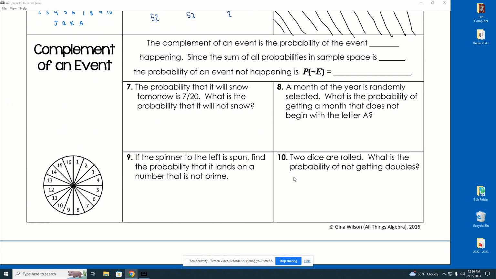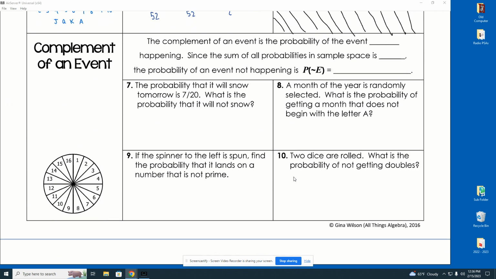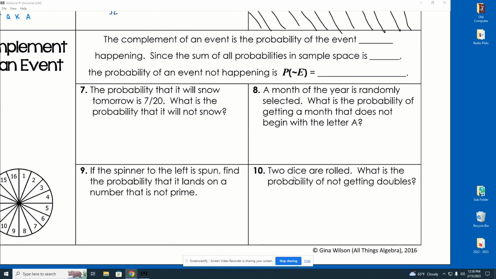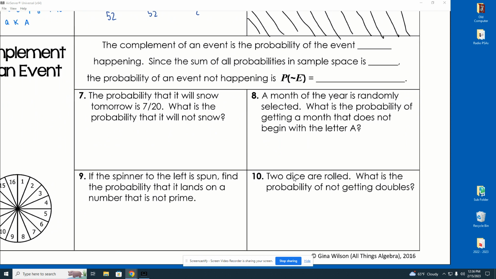Next, quick concept. Complements. Sometimes it's best to find the probability of what it can be. Sometimes it's easier to find what it can't be. Sometimes it's easier to tally up all the things it can be. Sometimes it's easier to subtract the things that it can't be. So for example, a complement is the possibility of something not happening.